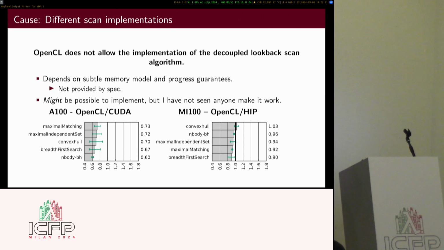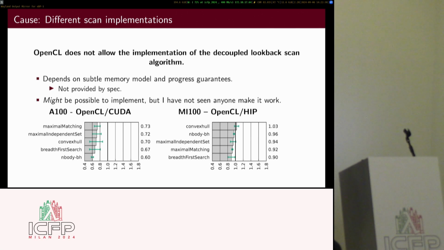Maybe the NVIDIA compiler will make assumptions that are true by the OpenCL spec, or do things related to cache behavior or progress across the entire chip that this algorithm depends on. It's not really clear why it doesn't work, but I have not seen anyone being able to get the decoupled lookback scan to work on OpenCL, on either NVIDIA or AMD hardware. So when you're using the OpenCL backend, the Futhark compiler will use a less efficient scan algorithm, and that results in these performance discrepancies for programs that are very scan intensive.